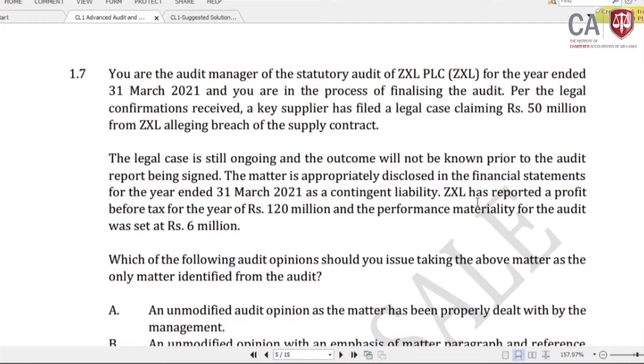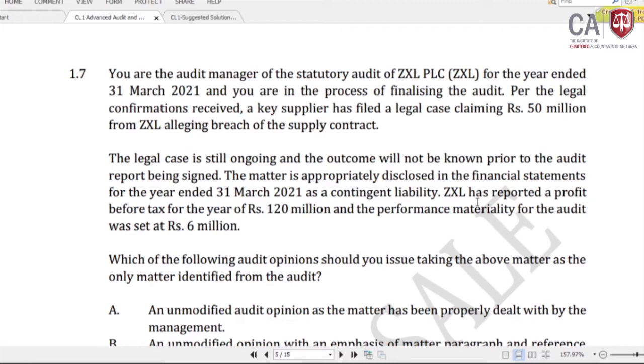Right, so 1.7 is from the audit reporting chapter, number 16 again. The story is, you are the audit manager of the statutory audit of EZXL PLC, the company, for the year ended 31st March 2021. So you carry out the audit for the year ended 31st March 2021. The financial year is so important.